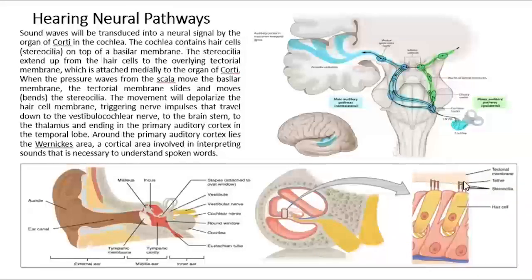The hairs open channels for potassium, and that initiates a depolarization that sends the information to your brain using this nerve, which is going to be the vestibulocochlear nerve. The basilar membrane is stimulated in different areas to allow us to hear different sounds. The vestibulocochlear nerve sends information to the brainstem, from the brainstem to the thalamus, and from the thalamus into the primary auditory cortex.